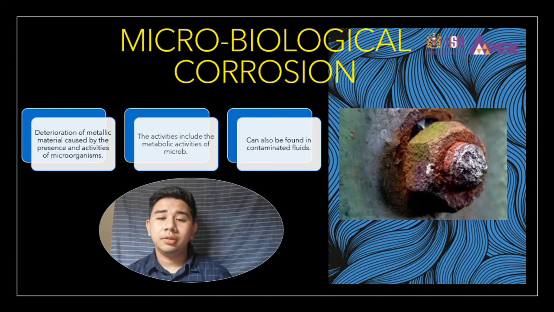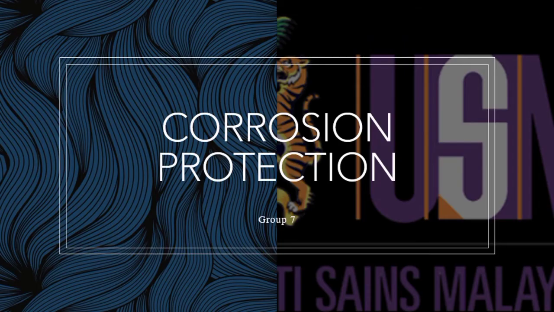Next part is the microbiological corrosion. This is caused by deterioration of metallic materials due to the presence of microorganisms. These activities or the presence of microorganisms include the metabolic activities of the microorganisms themselves. This also can be found in contaminated fluids.